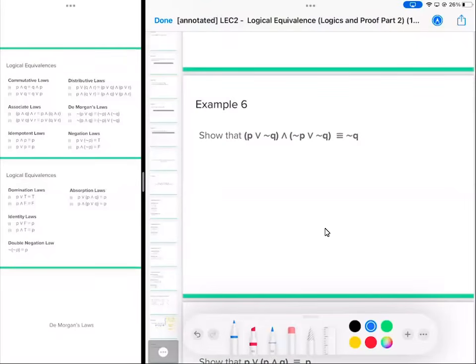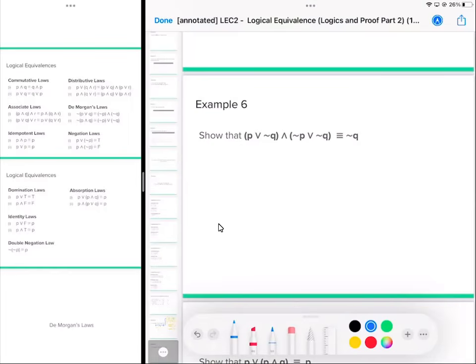Okay, so good day everyone. For this video, we are going to have another example. We will try to prove the logical equivalence of (P or not Q) and (not P or not Q) with not Q. Okay, so we will be using still the laws of logical equivalence.